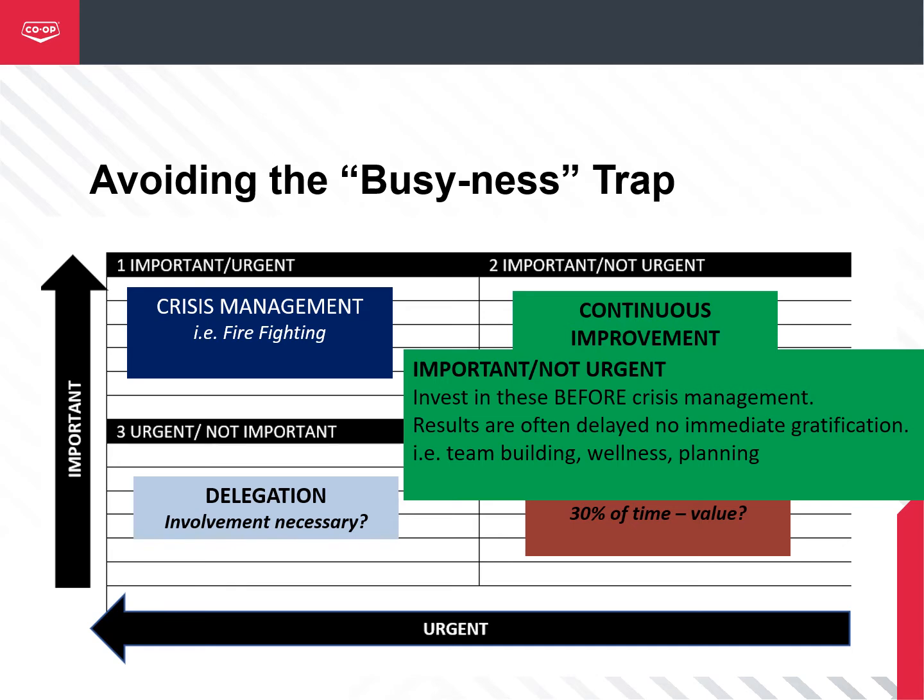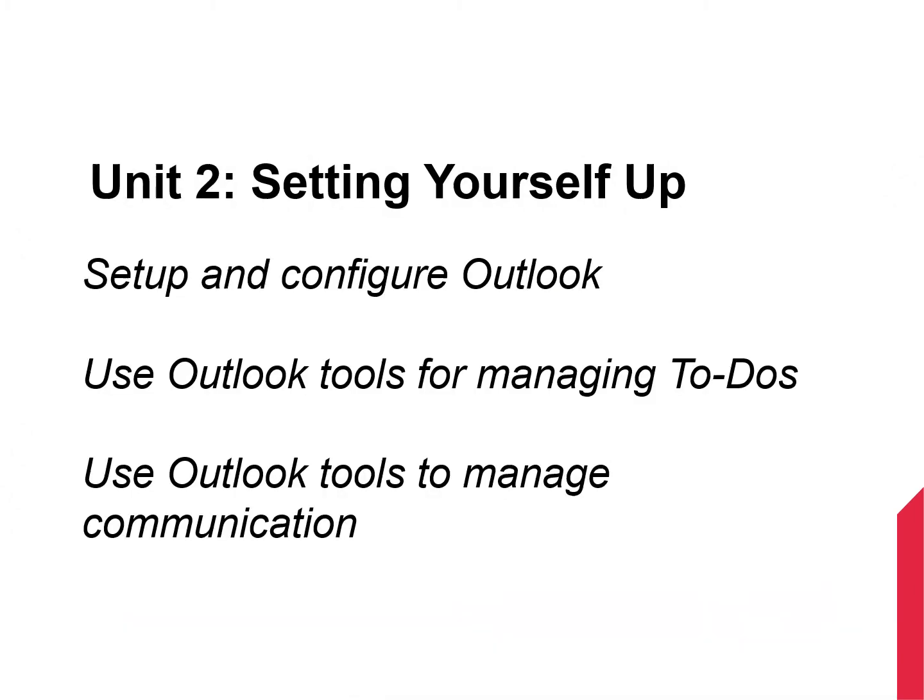And part of what we're going to do when we look at those is we're going to try to use tools like Outlook in order to get us out of that crisis management situation. Okay, now we're going to start Unit 2, setting yourself up. So we're going to set up and configure Outlook. We're going to use Outlook tools for managing to-dos. And we're going to look at Outlook tools to manage some of our communication.